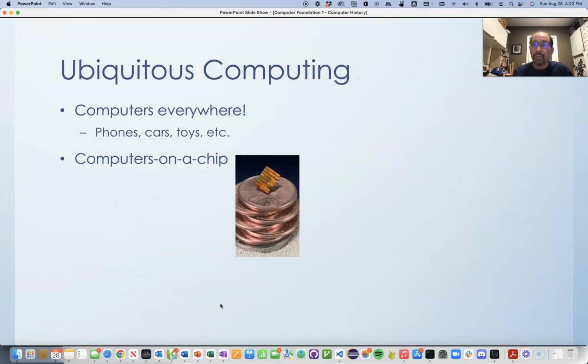And today computers are everywhere. They're not just in desktop computers, but there are computers in your phone, there's computers in your cars, toys that you buy your kids, all over the place. And here you see a picture of a chip, a computing device, a microprocessor. Look how small it is. It's smaller than a penny.